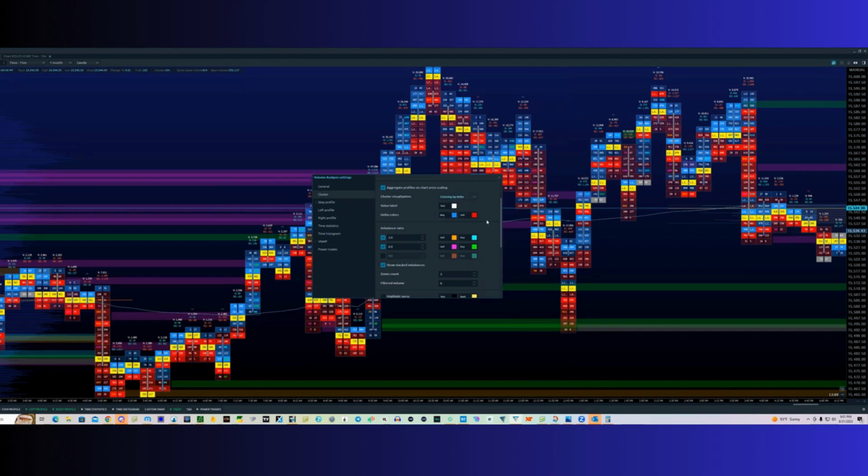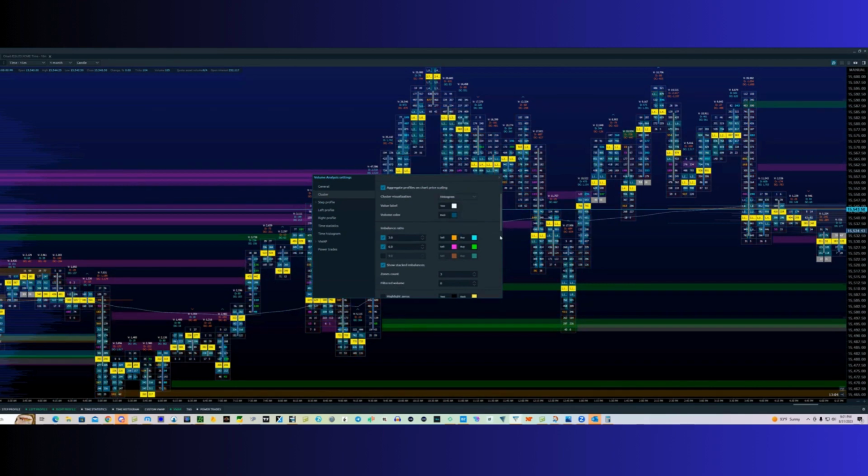Now, these are the colors that I use for the delta. Let's go back to the histogram real quick, just so we can stay with that. So I look for the imbalance ratio of 3 and 6 to 1, and these are the colors that I use for mine. You can use whatever colors make sense to you. That's what I recommend. Whatever's going to help you identify them so you can trade from them and use them to better your trades and your performance. My zone counts are 3. I don't have any filtered volume right now.